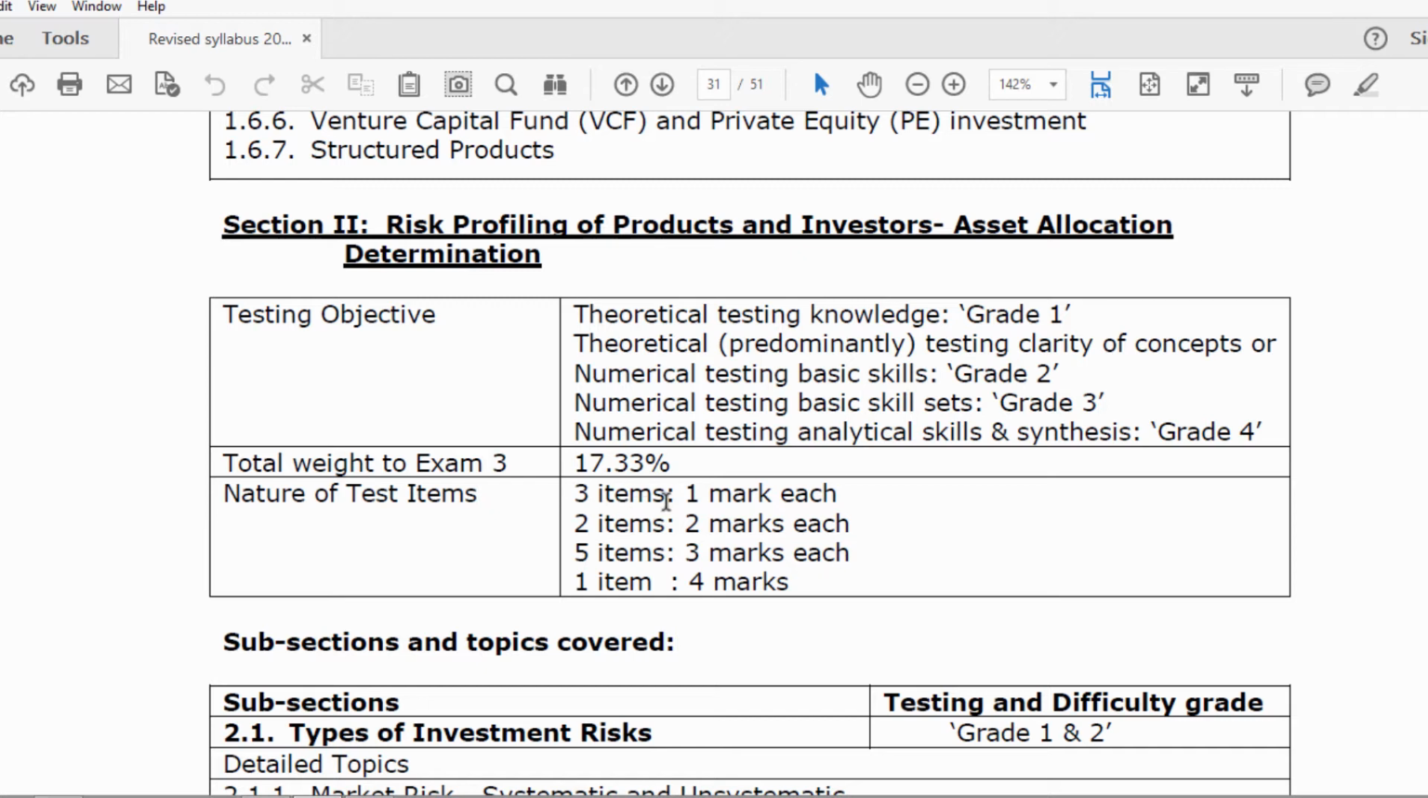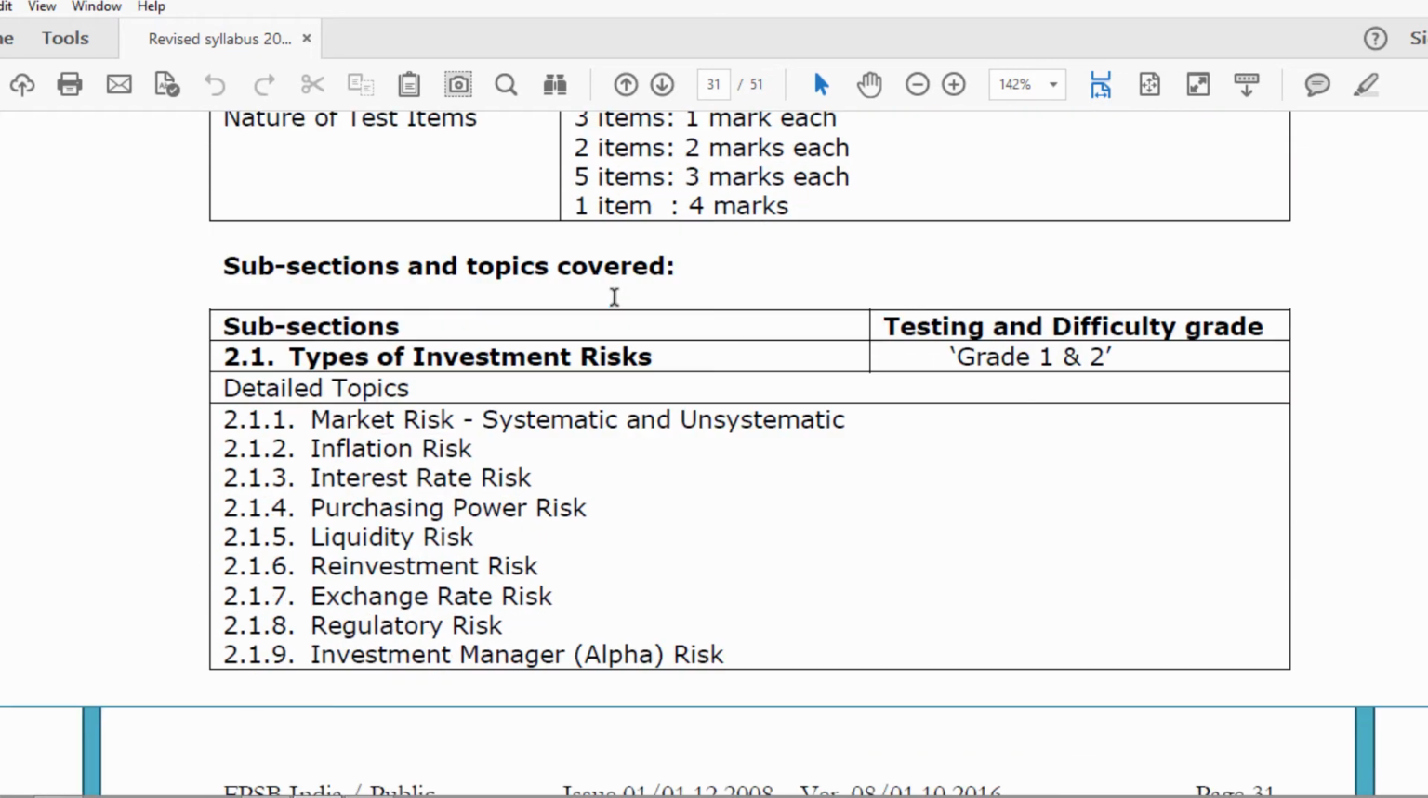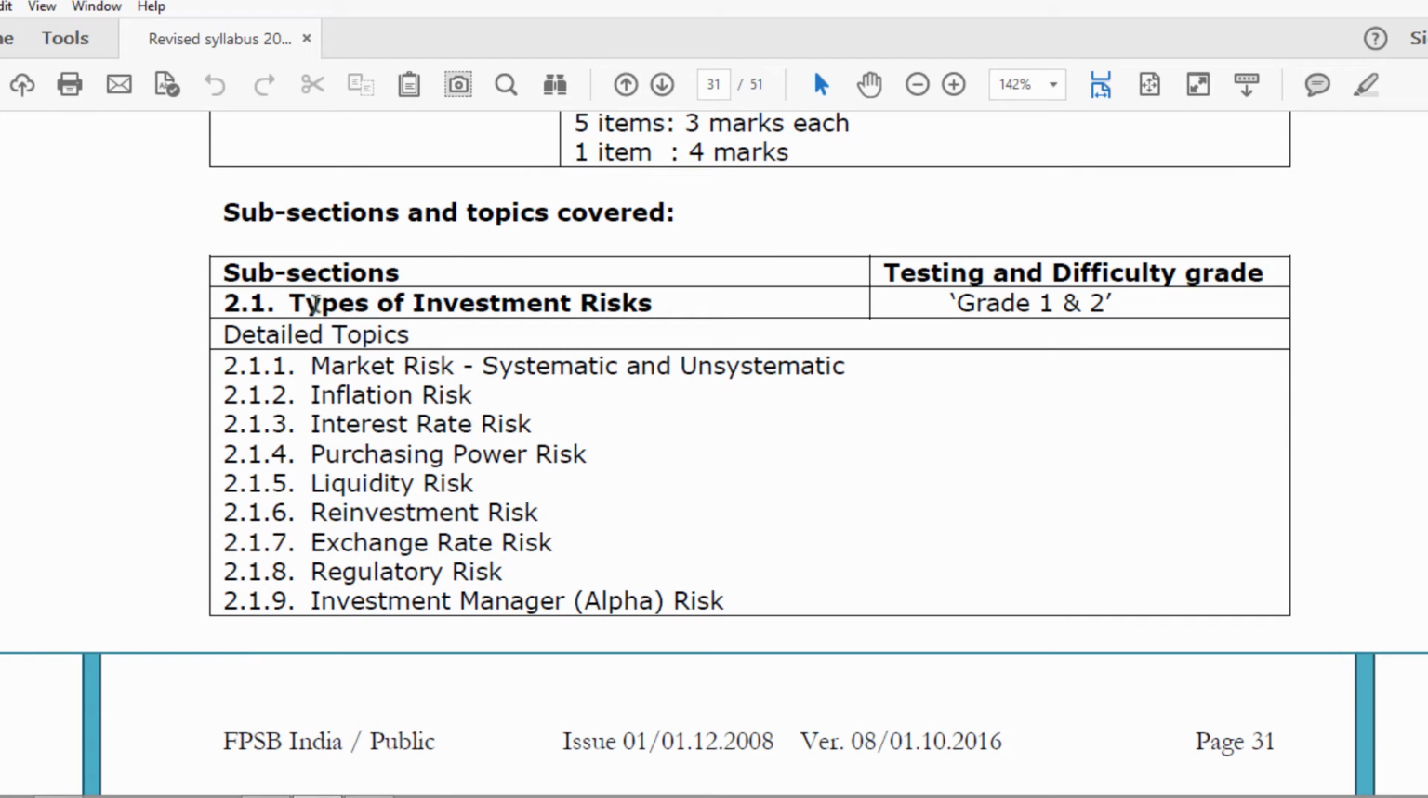It covers so many questions. Like you can see 3 questions of 1 mark, 2 questions of 2 marks, 5 questions of 3 marks, and 1 question of 4 marks. So it has got all the kinds of questions. The title of this section is Risk Profiling of Products and Investors, Asset Allocation Determinants. It's a fairly long title, but it is very, very simple.